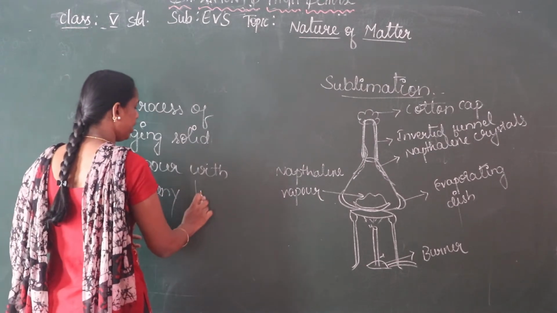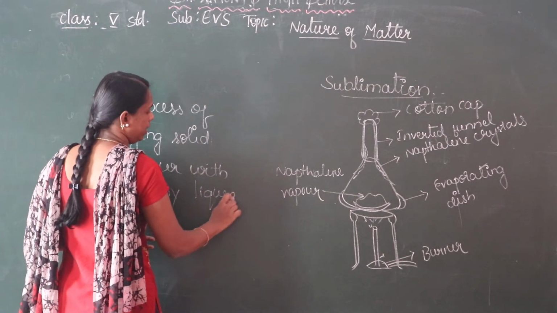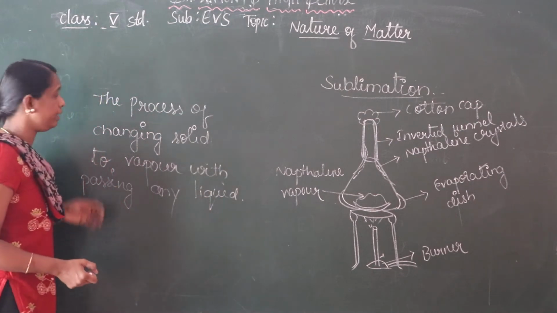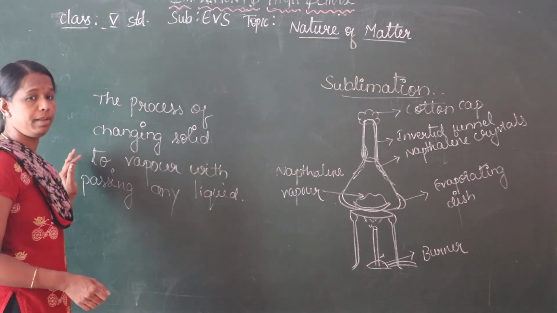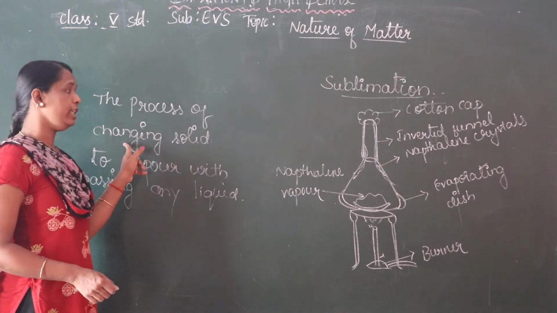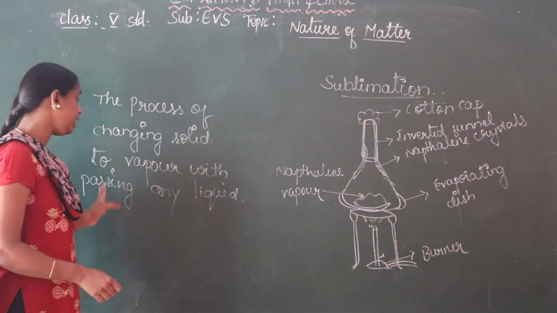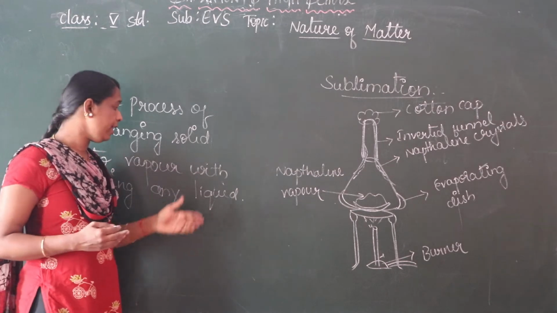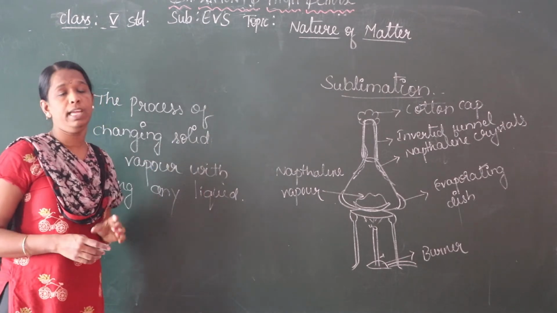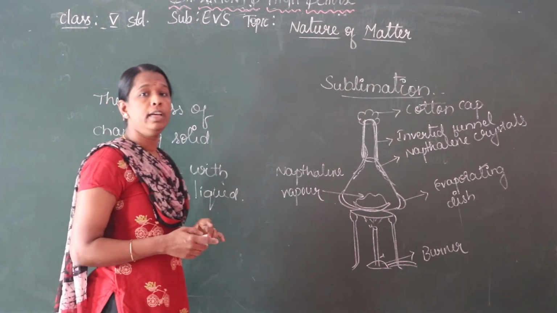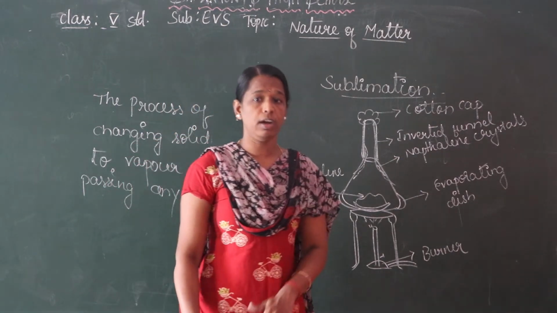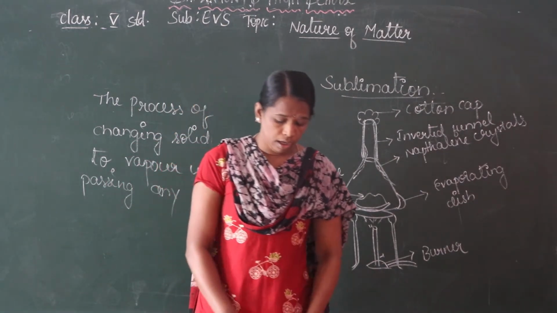Here we have not used any liquid. So without passing through any liquid, this process is called sublimation. The process of changing solid to vapor without passing through any liquid is called sublimation. So this is an important one. You have to write or practice this diagram in your rough book.